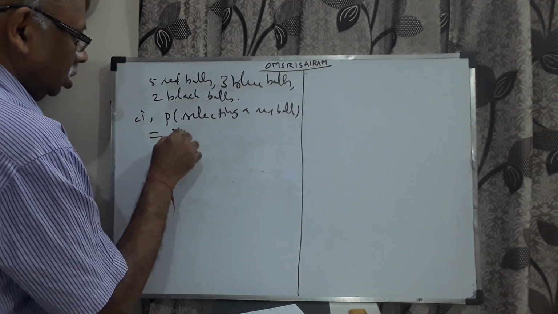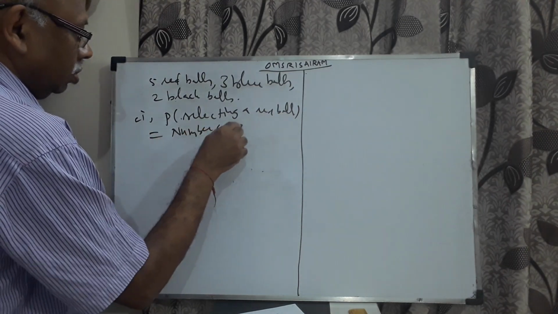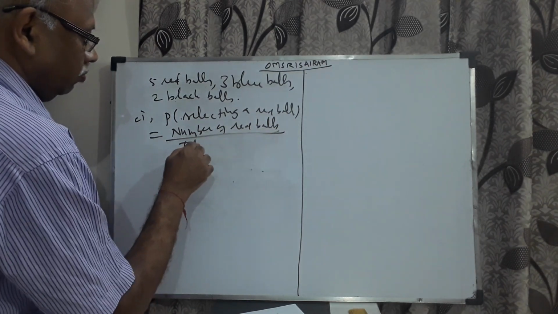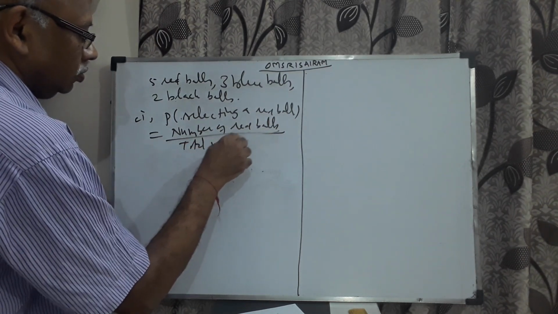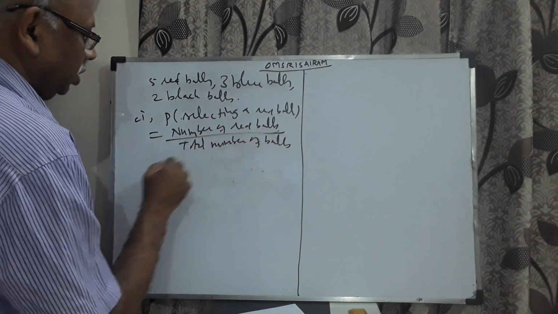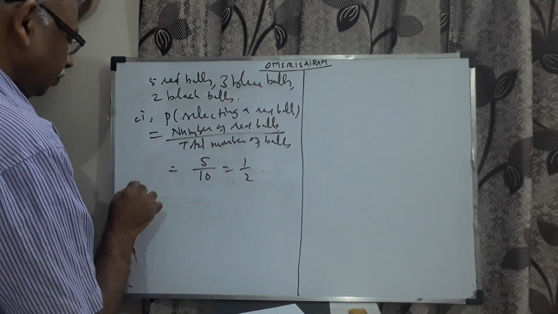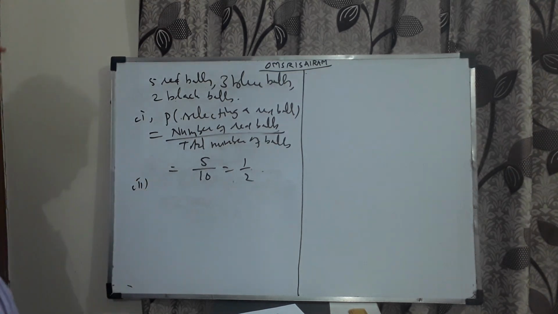Subdivision 1, P of selecting a red ball. I'll write it as number of red balls divided by total number of balls, 5 by 10, which is half. This is the first answer for the first subdivision.